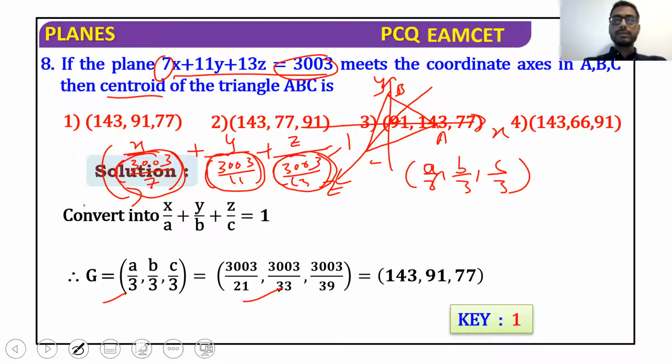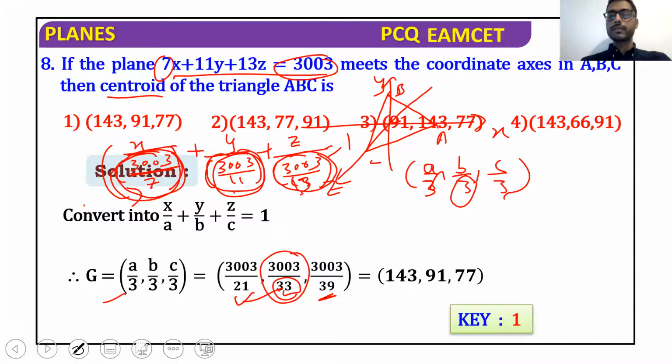Comparing that with what we had over here, A value is 3003 upon 7 divided by 3. So 7 into 3 would be 21. B value is 3003 upon 11 divided by 3. 11 3s would be 33. So 3003 upon this. Value of this was 13. So 13 into 3 would give me 39.